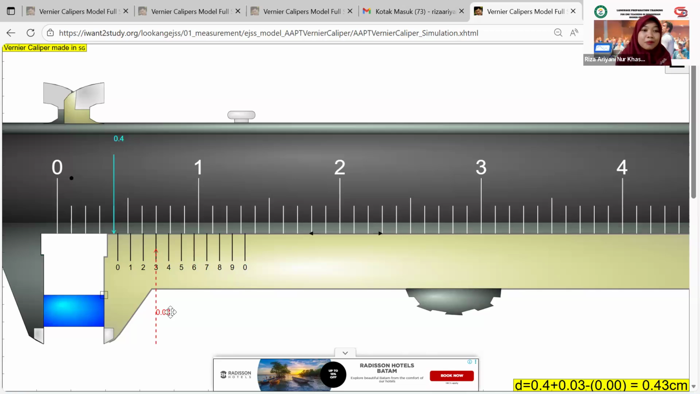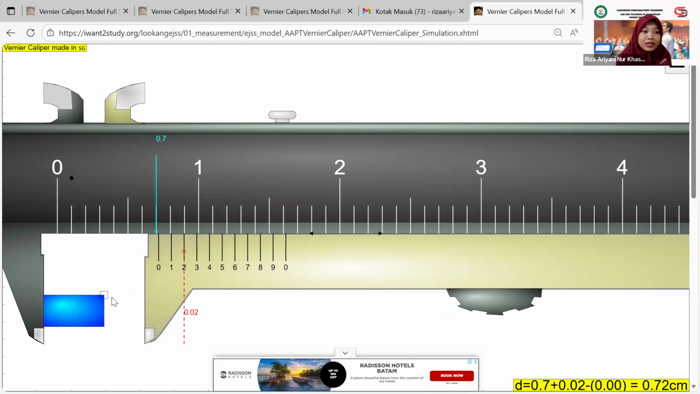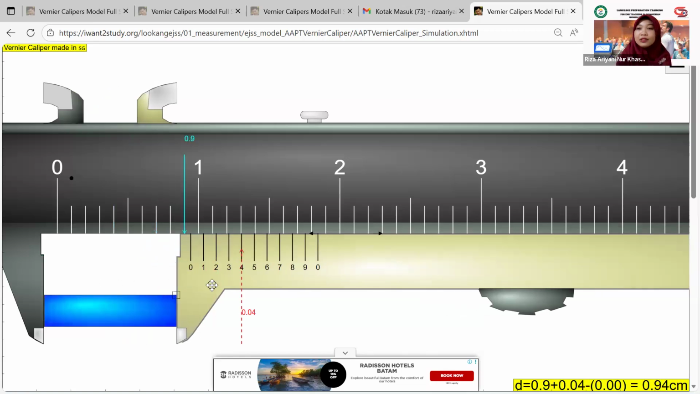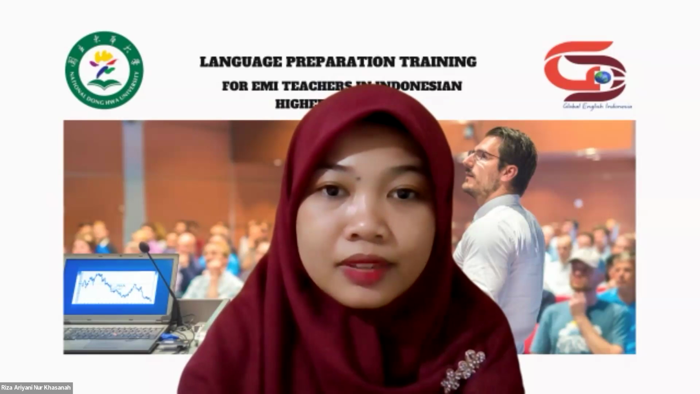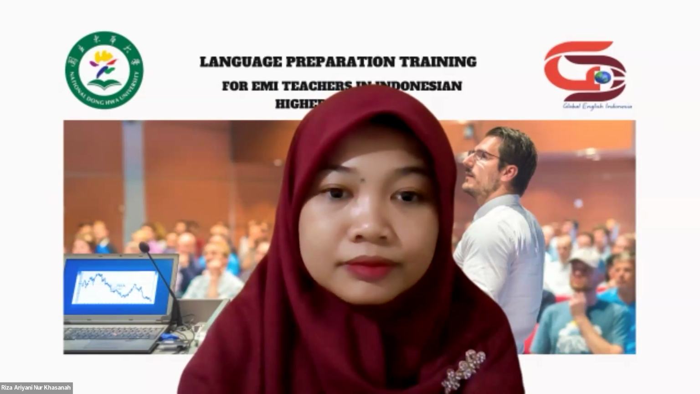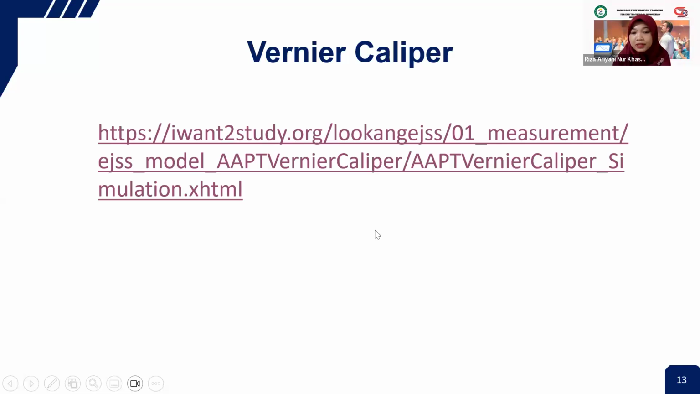All right, you can practice by yourself by enlarging this cube like this and then try to measure the length of this cube, okay? All right, let's move back to the PowerPoint and I will stop sharing. Can you see the PPT again? All right, good.